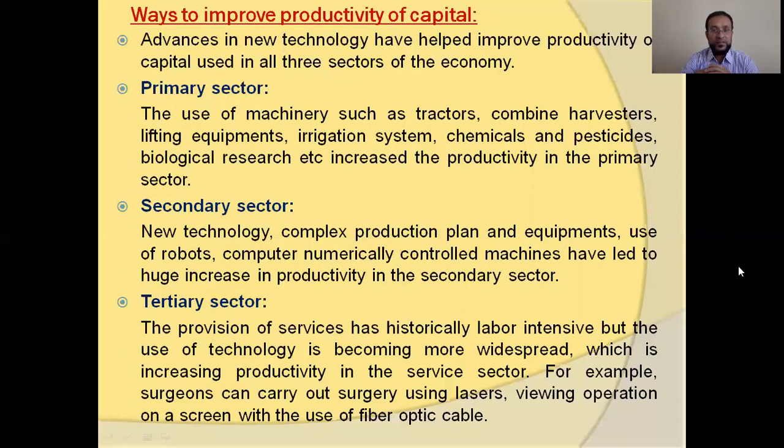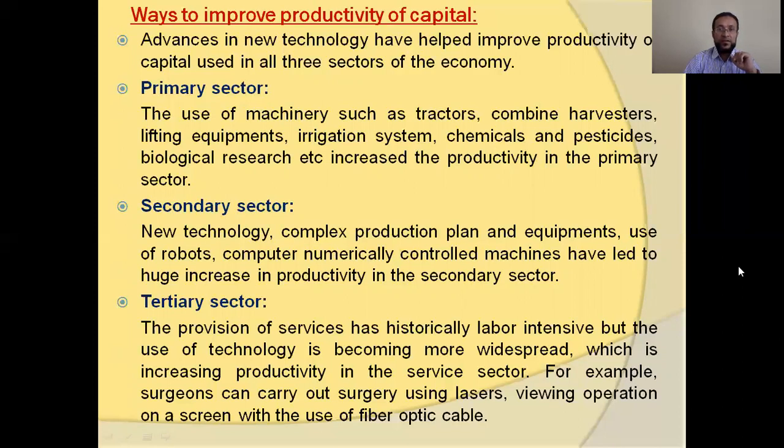Now look at the primary sector. The use of machinery such as tractors, combine harvesters, lifting equipment, irrigation systems, chemicals and pesticides, biological research, etc., increases the productivity in the primary sector. That means this helps to increase the production in the primary sector. So these are the capital as well.